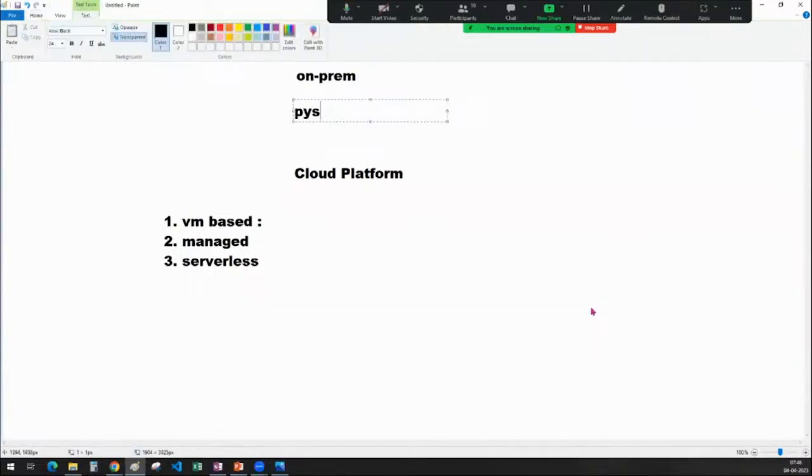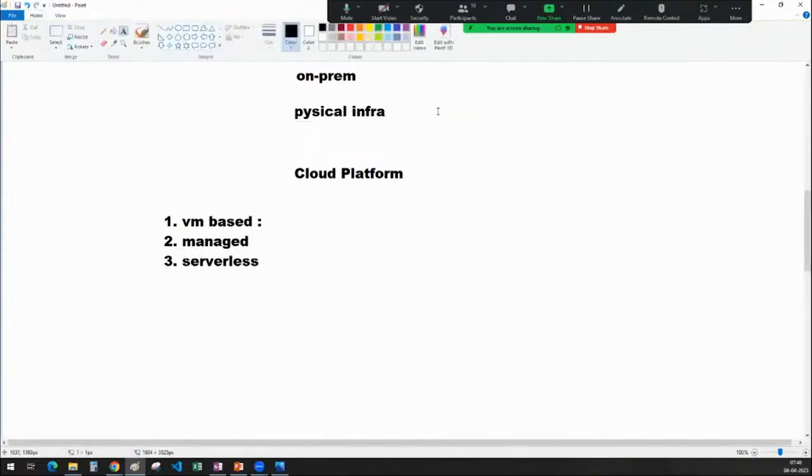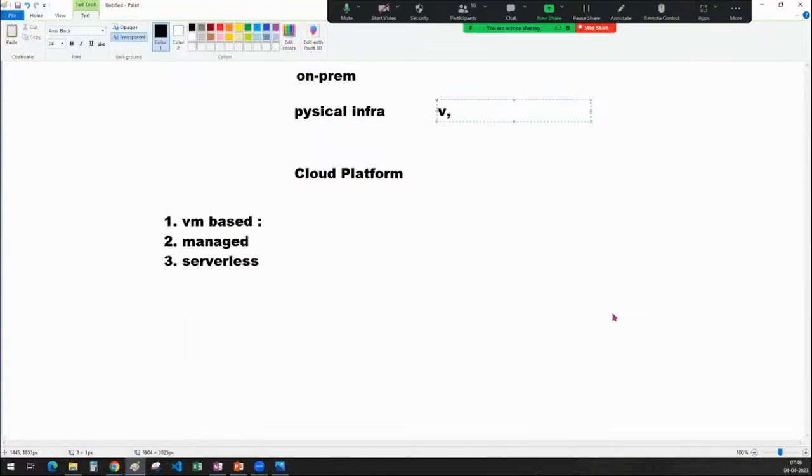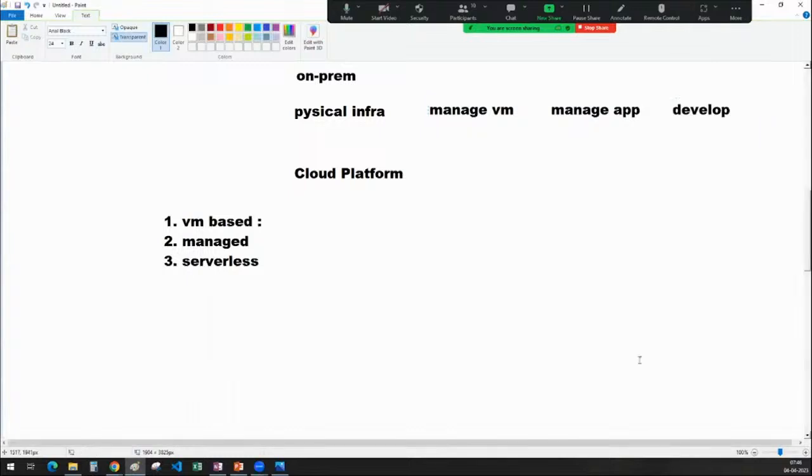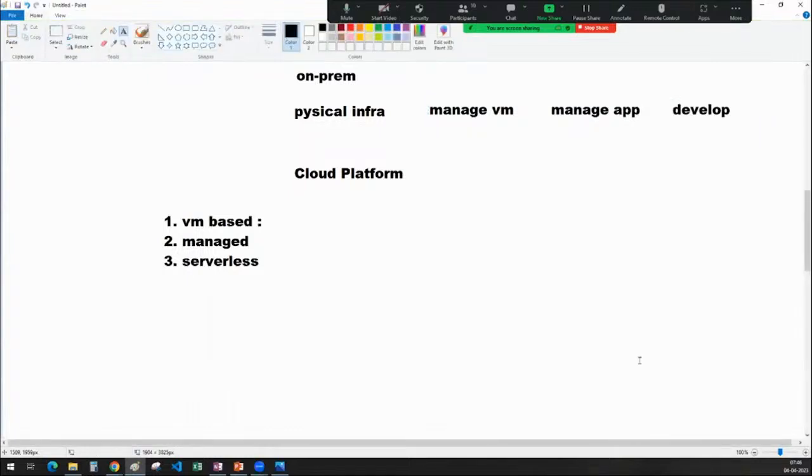Physical infrastructure you have to manage. Again, if you need a separate environment, you have to manage your virtual machines. Manage the VM. And again, if you wanted to work with an application, you have to manage your application, because you have to download, install, all of those things. Again, you are the person who needs to develop the solution. So in a typical architecture, this is what happens in any company.